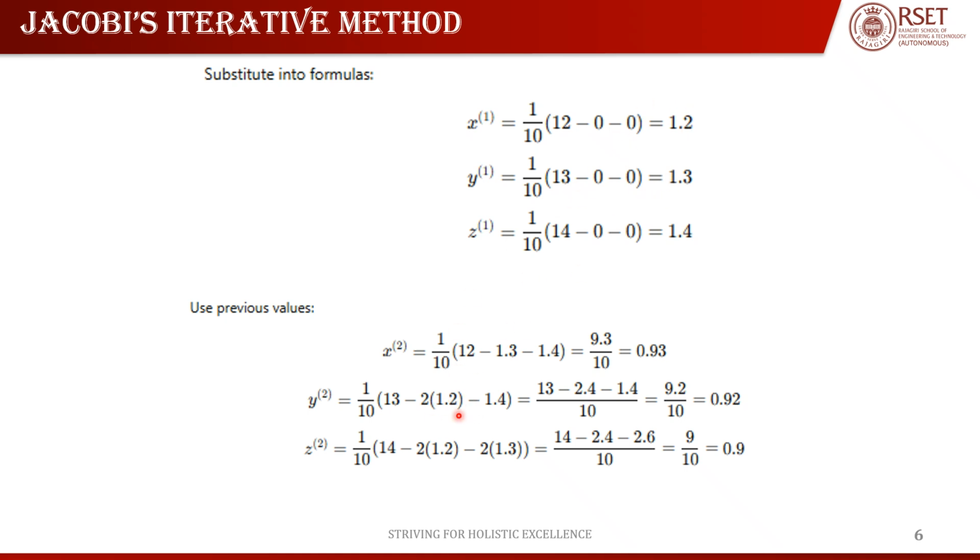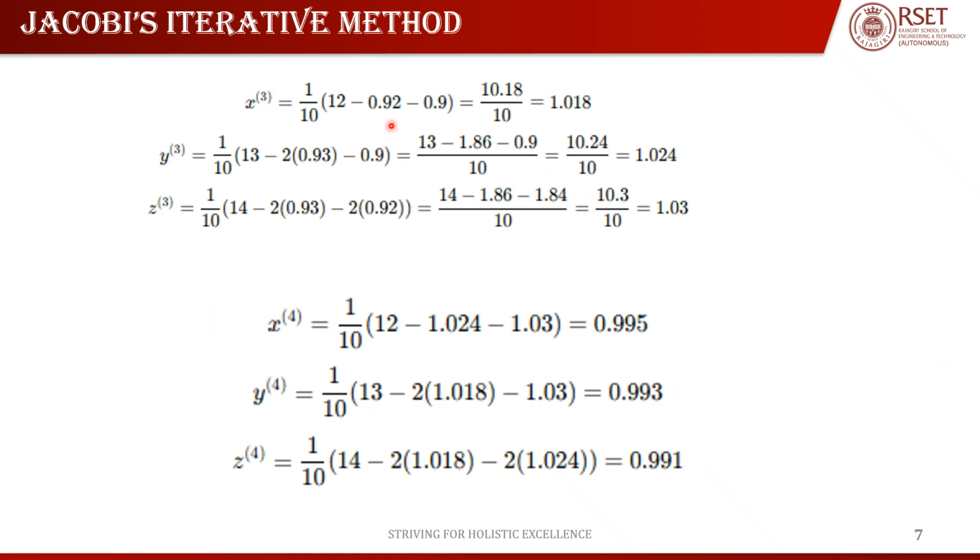And now to get y2, you will choose the value of x, sorry, this is x2 from here 1.2, and your z will be from the values you substitute for x, y, z from the previous iteration. Okay, you just do it, you'll get the value, and similarly find z2. Now to get x3, you will do 1 by 10 into 12 minus, here you have the y value, so for y, for x3 you will substitute 0.92.